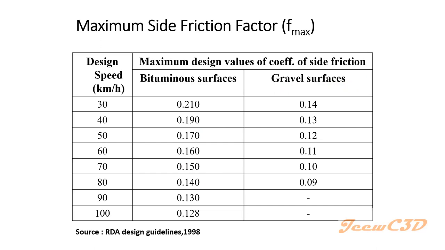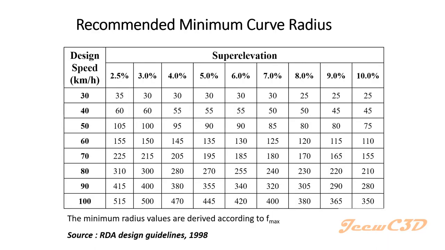So with these two parameters, we can define the recommended minimum curve radius for a road curve. That means something like this. If I consider this row, assume that you are assigned to design a road. The design speed of the road is 30 kilometers per hour. Let us say you have to design a road curve. So now you are in a position to select the road curve. When you draw the curve, you need to have an idea what kind of radius to use for this design speed.